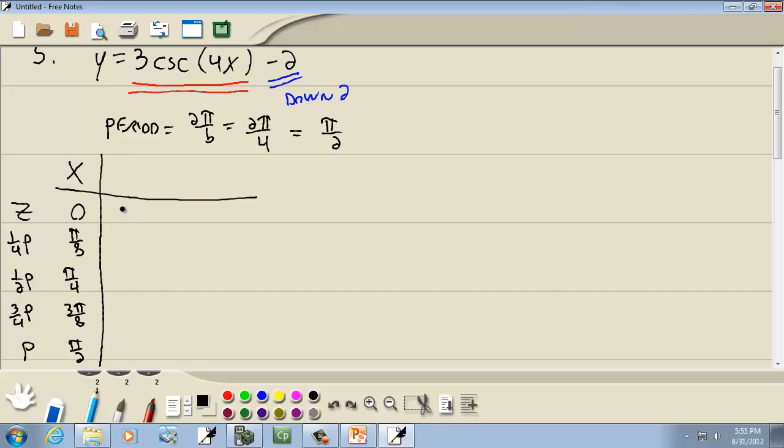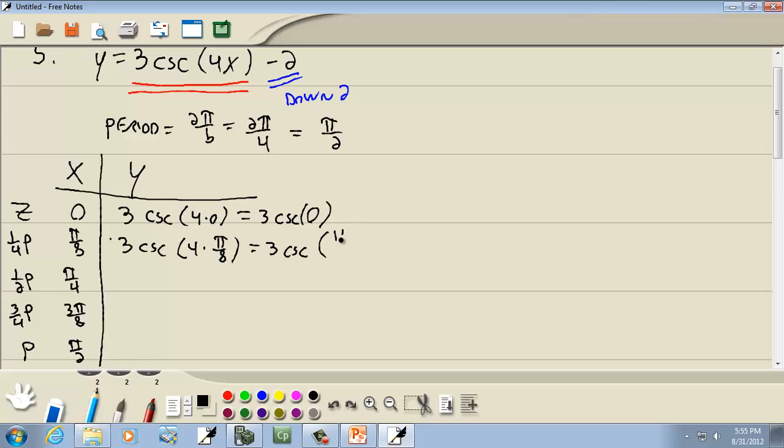Okay, so let's plug that in. So we got 3, this is our y. 3 cosecant of 4 times 0, which is 3 cosecant of 0. This is 3 cosecant of 4 times pi over 8, which is 3 cosecant of pi over 2.